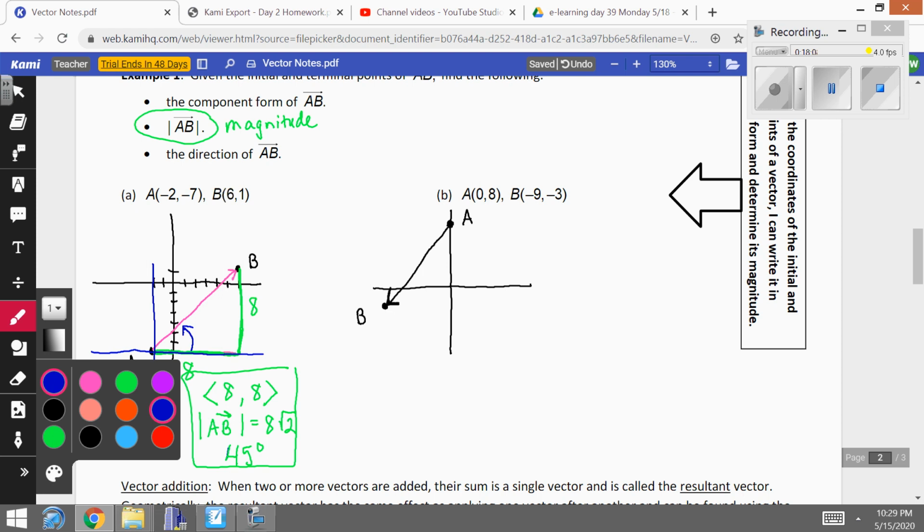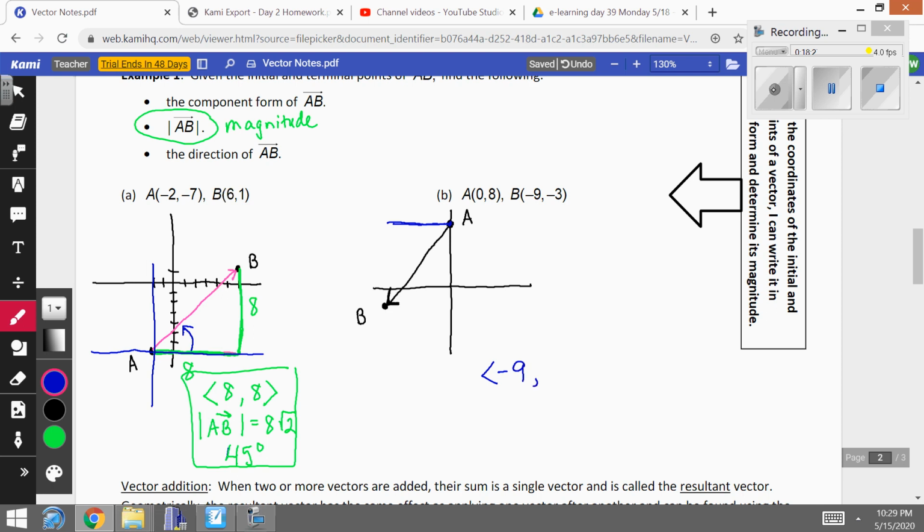Okay? So again, we're going to go through our normal stuff. That means to get our horizontal component right here, if I'm at 0 and I'm going to the left, I'd have to get to -9. So that's a distance of 9. I'm going to the left 9. And then to get down to this point, we're starting at 8, so that's 8, but then we have to go down to -3. That would be 11. So that means we're going down 11 to get to that terminal point there. And that's my component form.